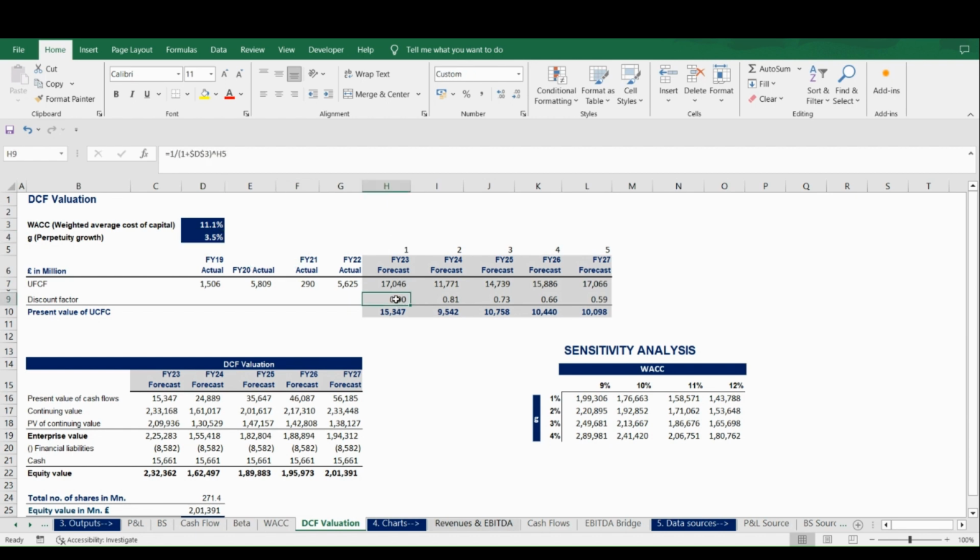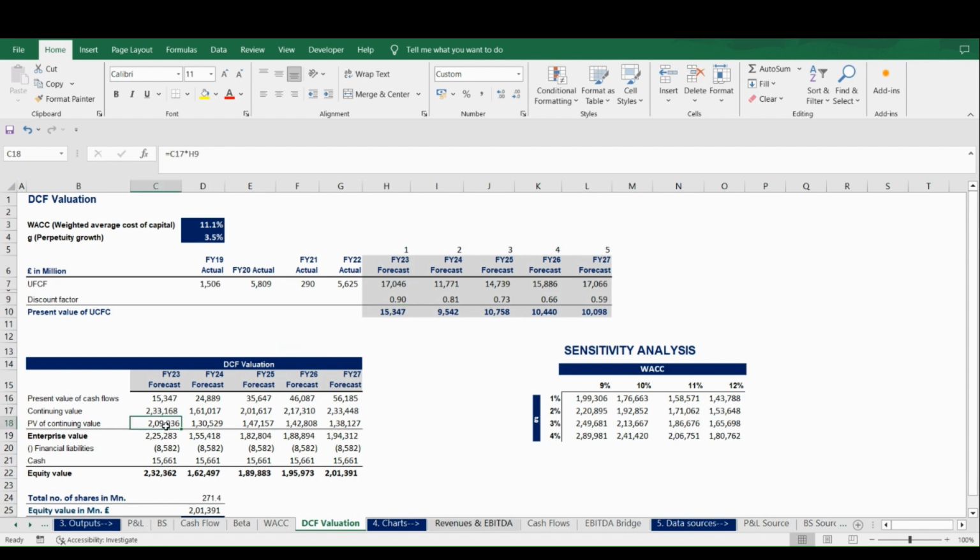So for the discount factor, we'll just take into account the WACC, and for calculating the value of the company after the forecast period is over, we'll take into account the perpetuity growth. So these are the discount factors. We multiply the discount factor with the unlevered free cash flow of the respective year to get the present value of cash flow. Now we have the present value cash flow and the continuing value.